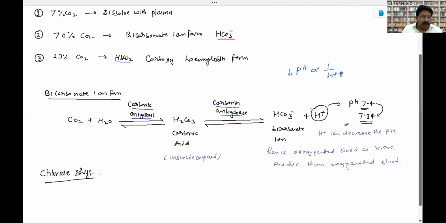Because of this extra hydrogen, the deoxygenated blood will decrease its pH value, right? It will become acidic. The normal blood pH value is 7.4. The blood with the carbon dioxide will have pH value 7.34. Hydrogen ion will decrease the pH value, hence deoxygenated blood is more acidic than oxygenated blood. Please note down.